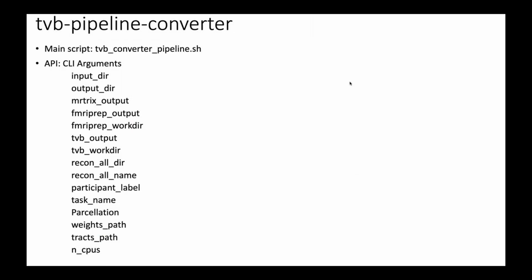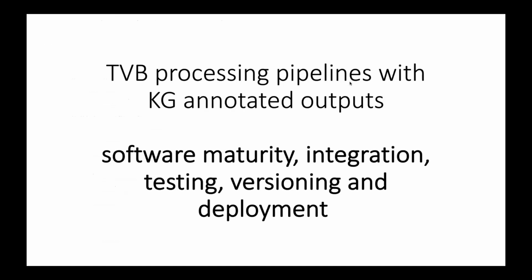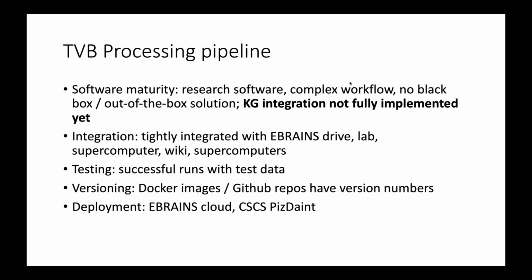Okay, a few words about software maturity, integration, testing, versioning, and deployment. Software maturity. This is research software with a very complex workflow. Especially these structural connectome workflows, there is no black box or out of the box solution where you just dump in your data and hit a button, and then at the end comes a plausible output. Such pipelines typically work for the test data set which was used to set up the pipeline. But if you then use other data sets, they often break down.